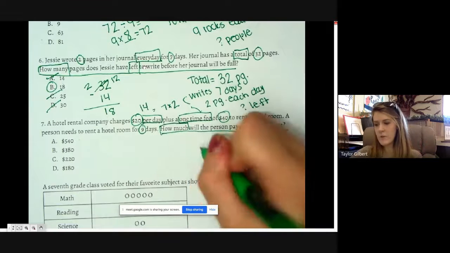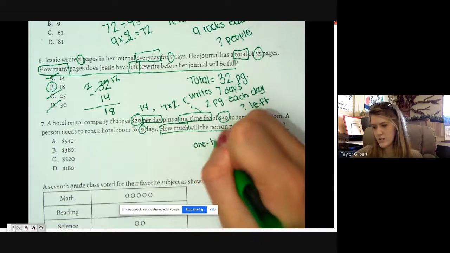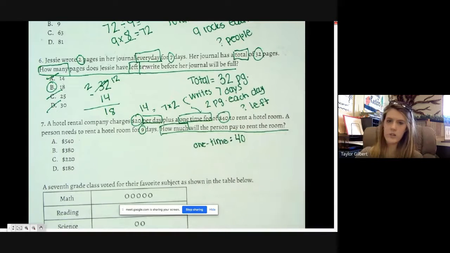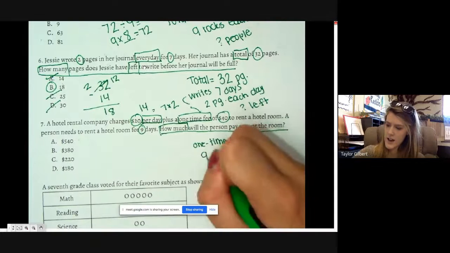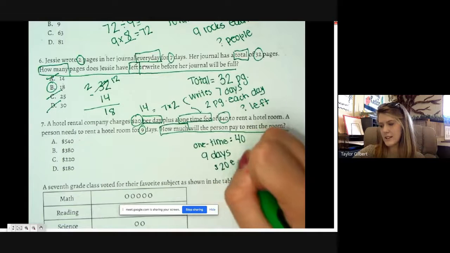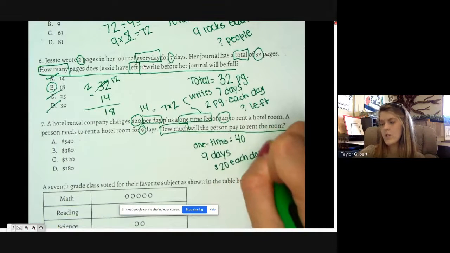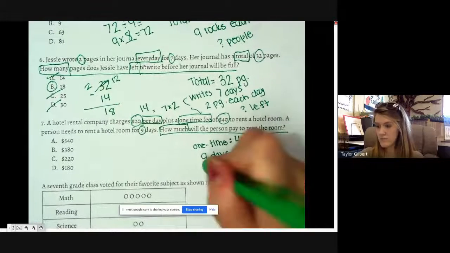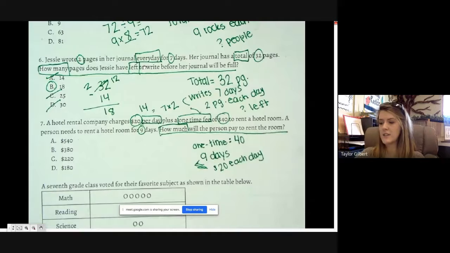Okay, so I'm going to start with that one-time fee because you really just want to get that out of the way. One-time fee for $40. Then they stay there for 9 days, $20 each day. Okay, so let's figure out how much they pay to stay there. Okay, how much do they pay to stay there? So $20 each day, 9 days.